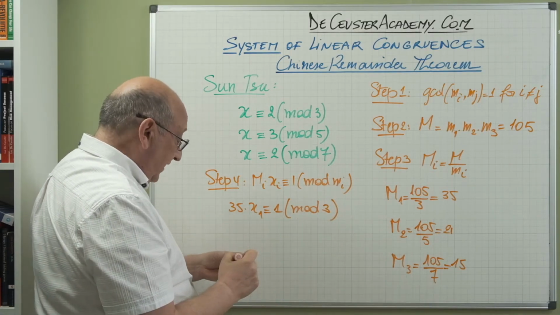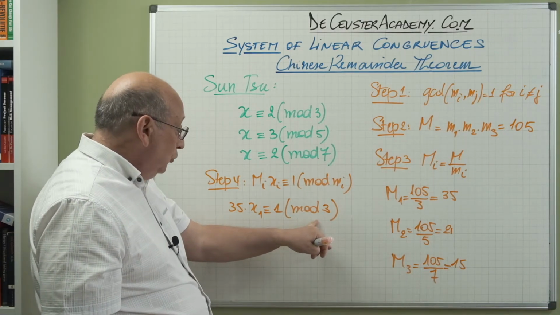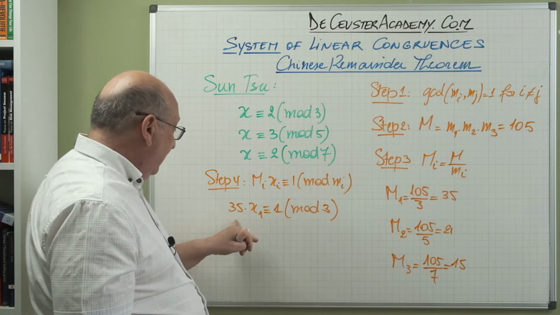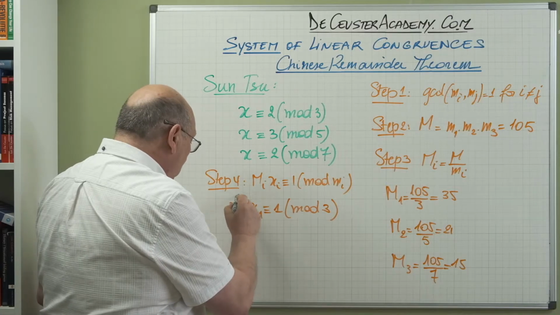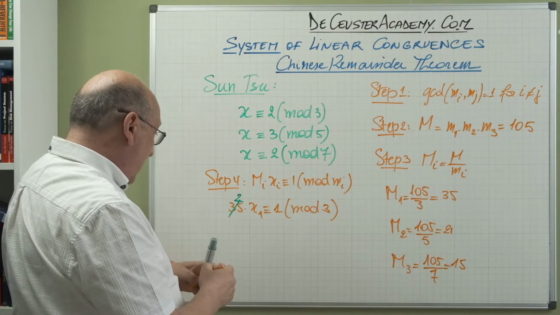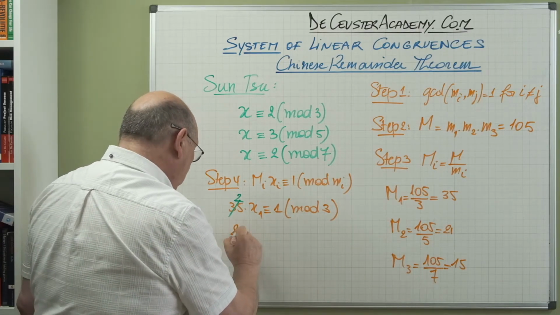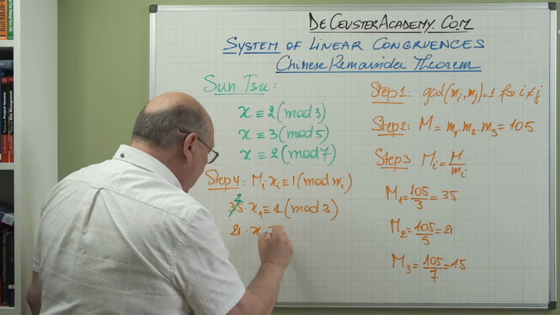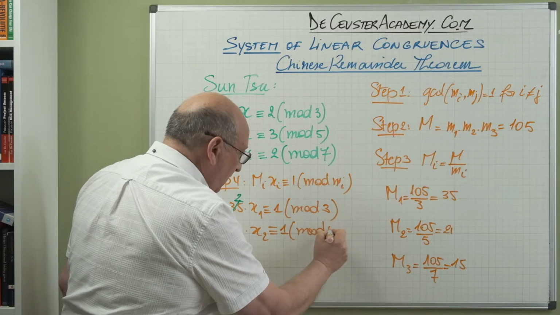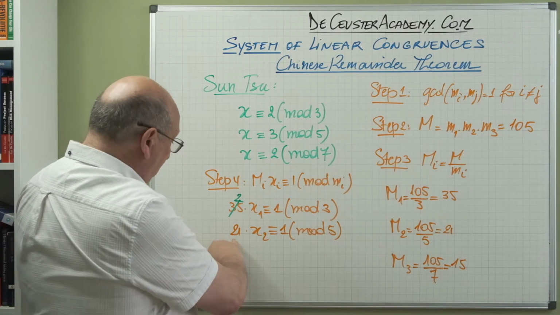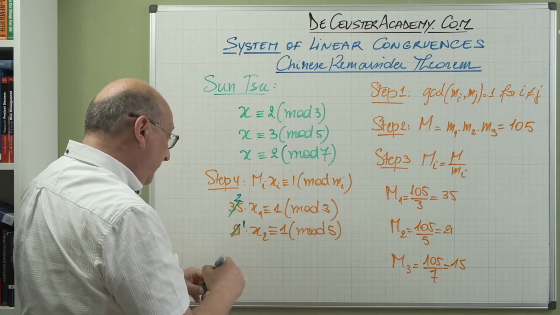And we can in fact simplify this. We can say 35 modulus 3 is 3 times 11 plus 2. So basically we find here 2x1. Then for x2, M2, it's 21 times x2 is congruent with 1 modulus 5, and 21 is 4 times 5 plus 1. So basically we find here 1.